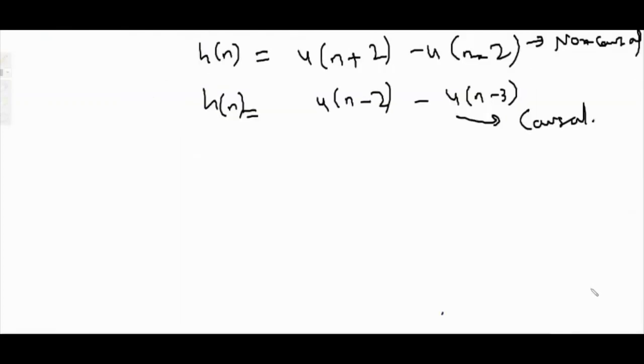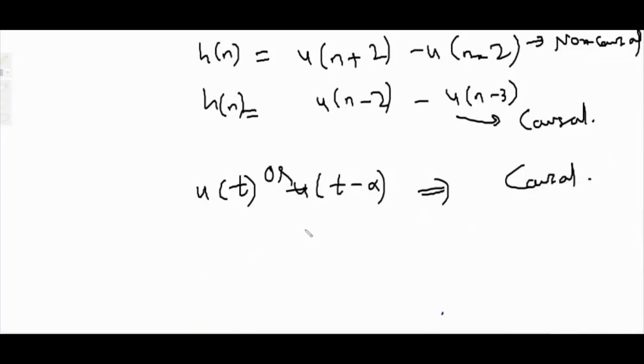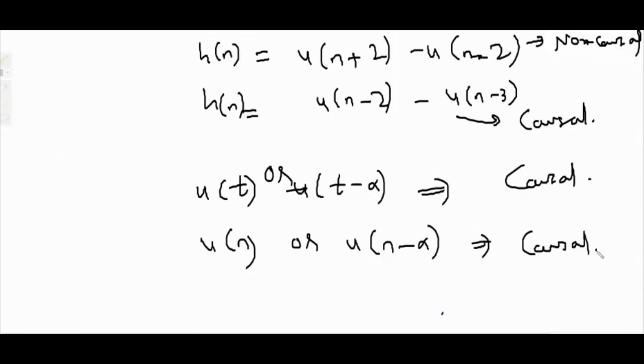Okay. So u(t-alpha), causal. u(t) or u(t-alpha), causal. u(n) or u(n-alpha), causal. That's it. That is the summary. So give the answer in a short amount of time. One last example. Let us say h(t) = e^(3t) u(1-t).